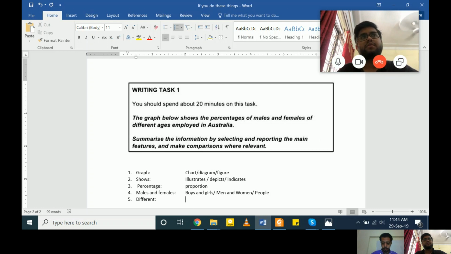No, it is according to sense. You can see the percentages of males and females of different ages. They're talking about age. So here, what is the word that should be written instead of different, so that it makes complete sense? Go ahead. You can write several, right? Another word, various. Yes. Another word, many.